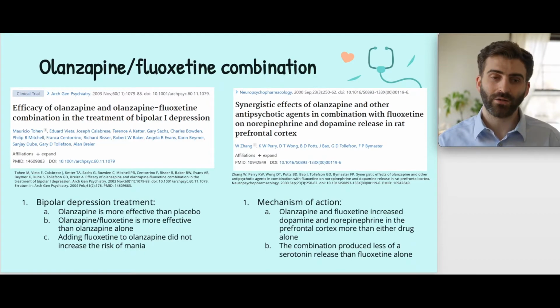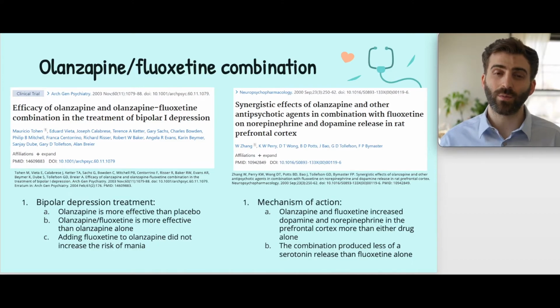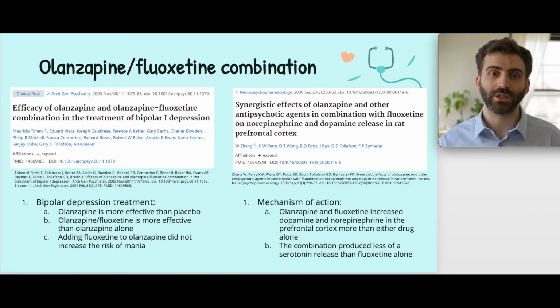So what fluoxetine and olanzapine do is they have a synergistic effect, and this effect helps to boost dopamine and norepinephrine in the front part of the brain called the prefrontal cortex, which can be quite helpful in treatment refractory depression and in bipolar depression. In fact, the combination product caused less of a serotonin release than fluoxetine alone. So again, this combination really isn't due to the SSRI effects of fluoxetine, just this synergistic effect. And that's why this antidepressant is okay, first line, when used in combination with olanzapine.